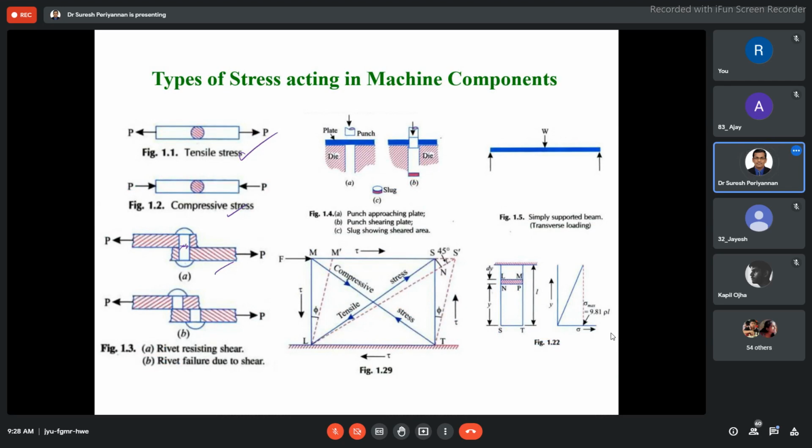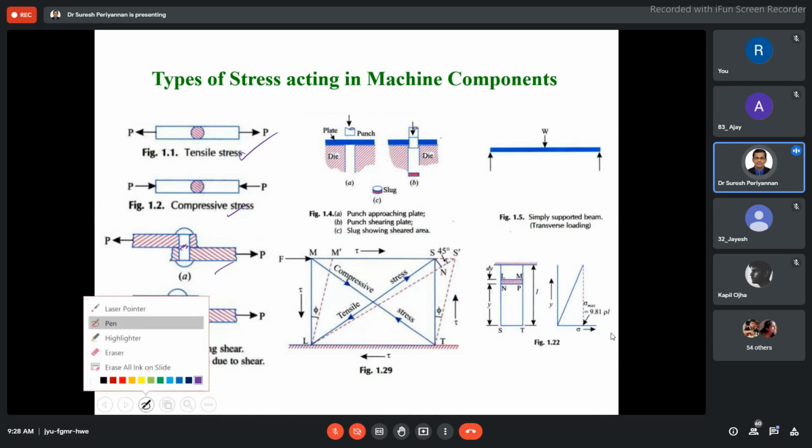Now, that's what the rivet is, single rivet shear. Here, this is before shear, after shear, failure. Now, come to this and see here.